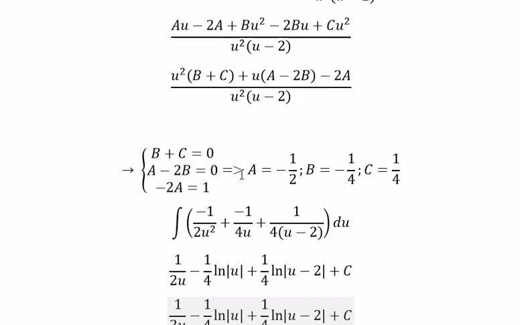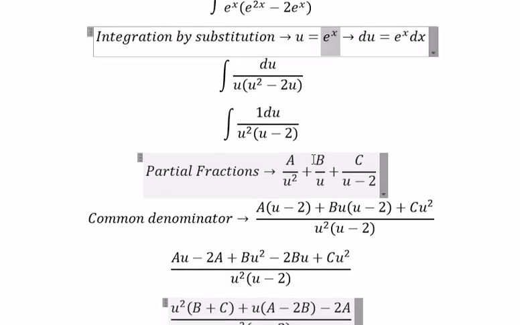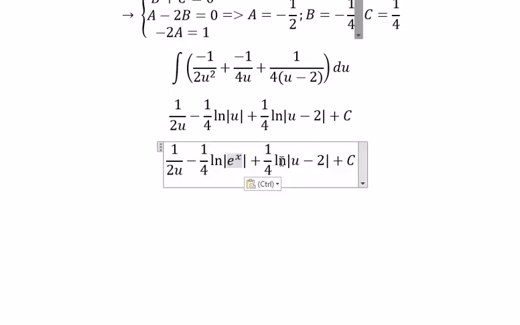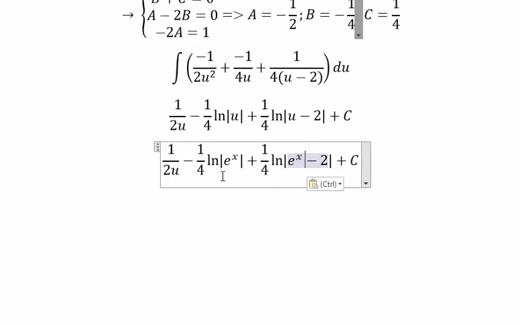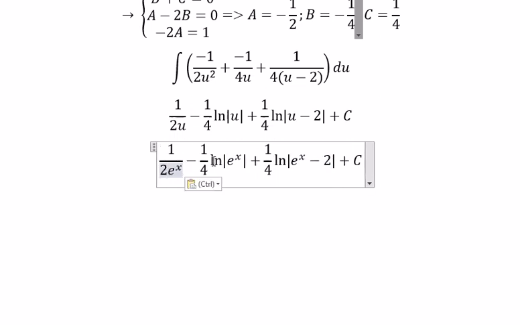About u, we need to change back to e to the power of s. We know that ln of e to the power of s, you got s.